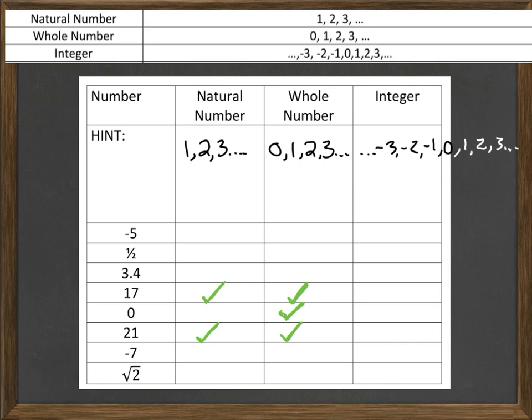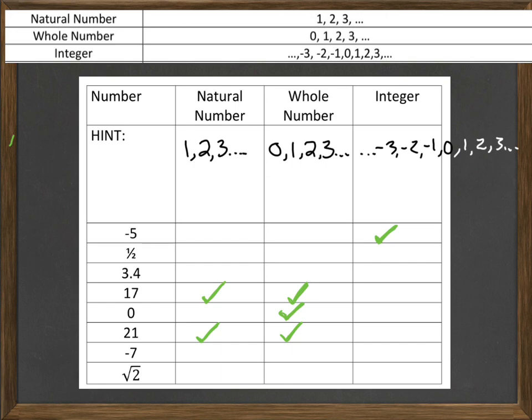So let's start with -5. Is -5 an integer? Yes. Right. If I went in this direction, -1, -2, -3, I could get to -5. So yes, it is an integer. How about 1/2? In this list, could I ever get to 1/2? No, because it can't be a fraction or decimal. How about 3.4? Also no, can't be a fraction or decimal.